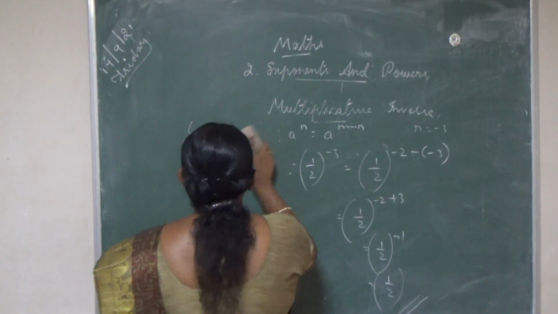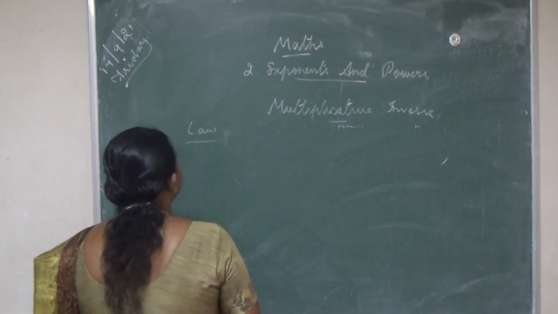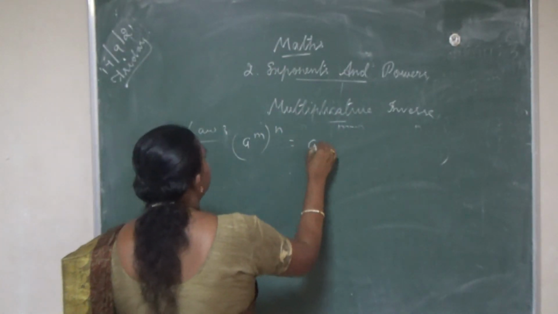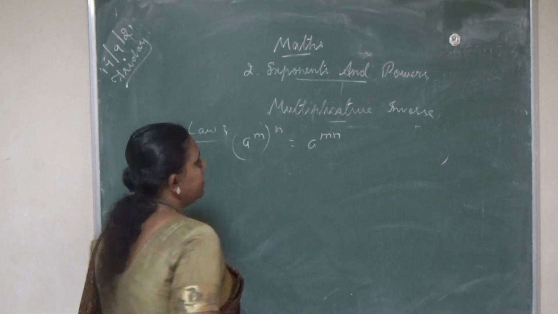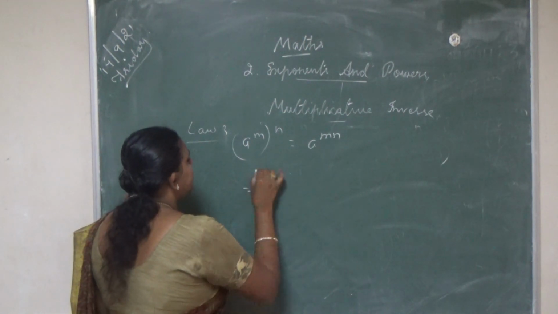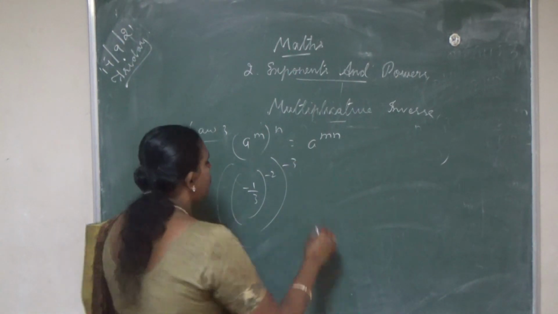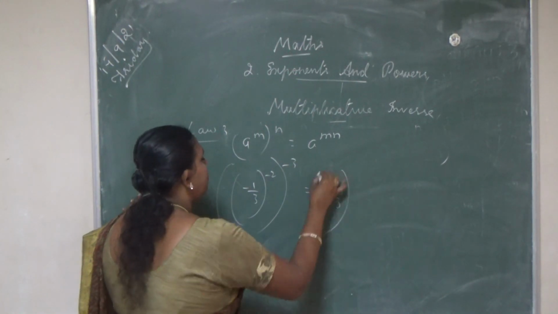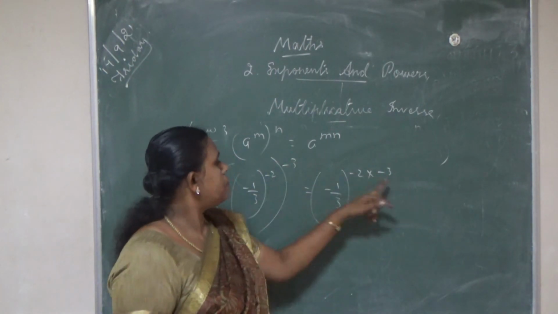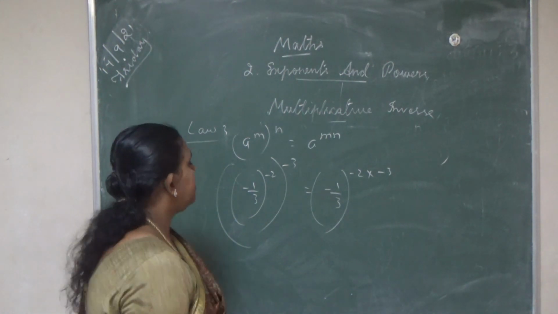Then what is the third law? You know, already I taught you the third law, that is a power m the whole power n equal to a power m into n. So that is minus 1 by 3 the whole power minus 2 the whole power minus 3, that is equal to minus 1 by 3 the whole power minus 2 into minus 3. Here the value of m is minus 2, the value of n is minus 3.